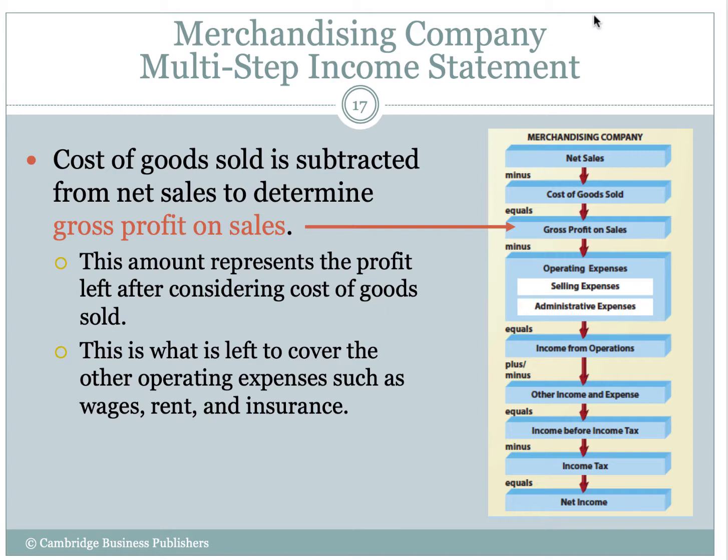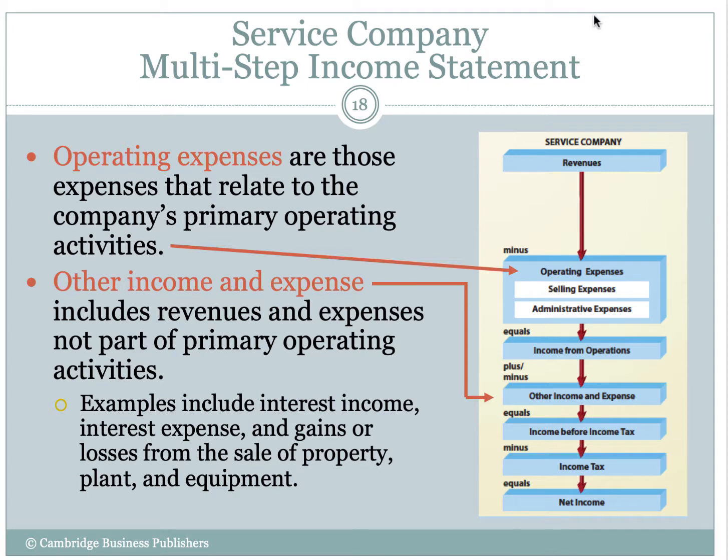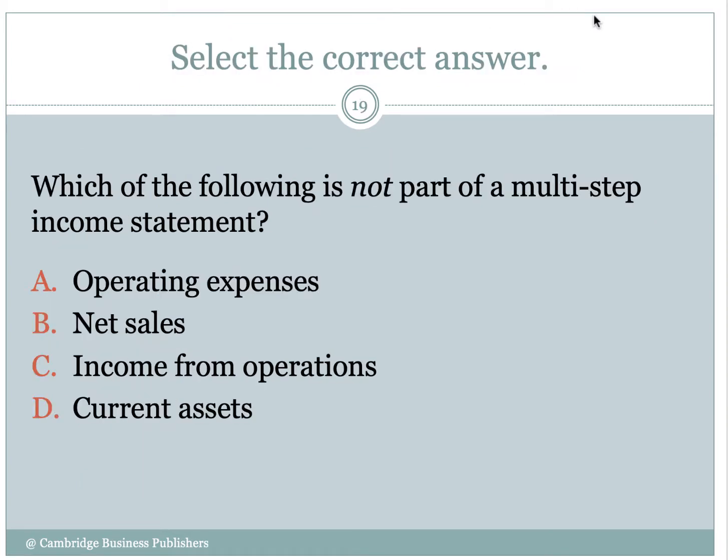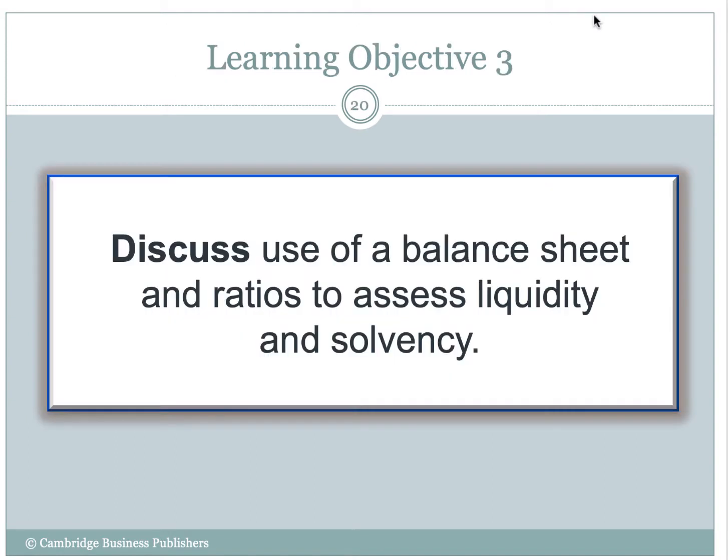That's pretty much it, I guess, for our merchandising company, right? We talked about other income and expenses, right? That's any other income that we have, any other expenses that we have that we either incur or generate from activities that are not part of our core business activities. Okay? So, which of the following is not part of a multi-step income statement? Well, if we look at it, current assets definitely jumps out at us because we talked about current assets in our last video. Current assets belong on the balance sheet. It's not an income statement item. Okay?